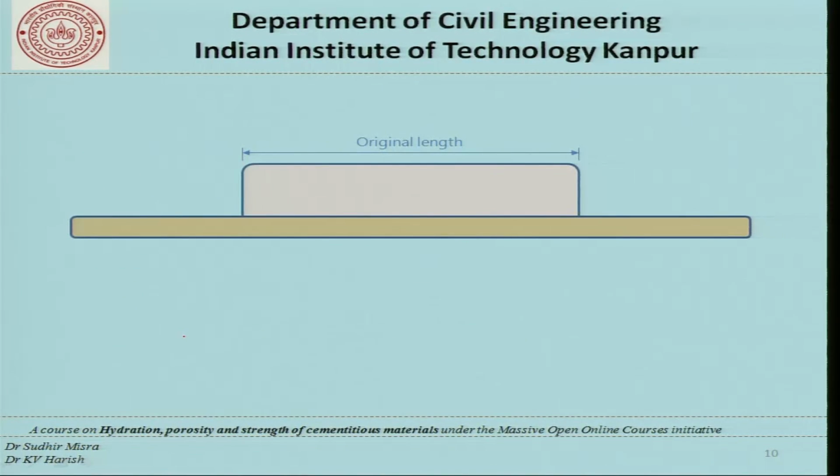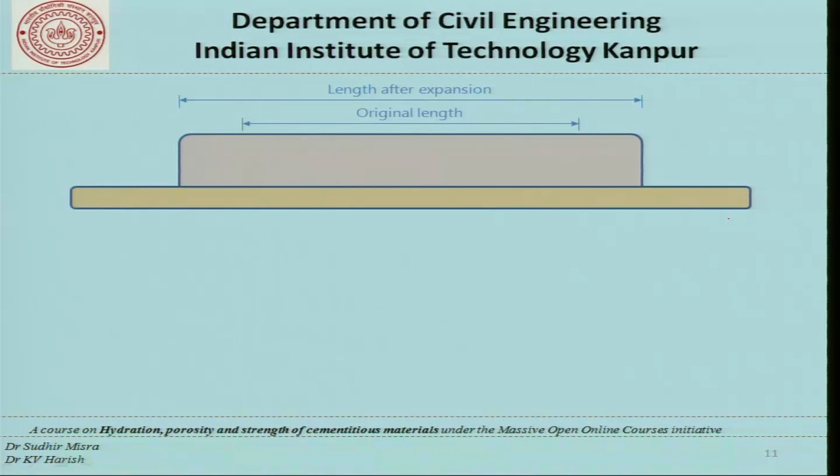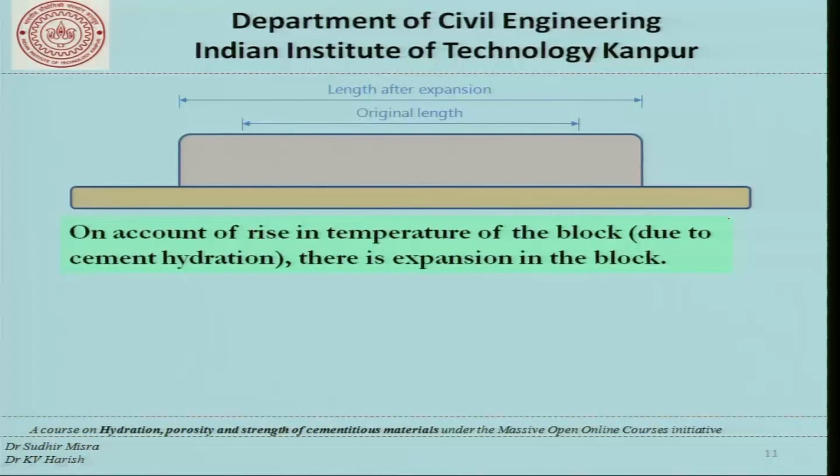If we now look at a situation like this as a model, we say that concrete is cast on a glass plate. So this is a glass plate, and why it is a glass plate will become clear very soon. If this is the original length of the concrete which is cast, on account of a rise in temperature of this block or slab, there will be an expansion. So this is the length after expansion.